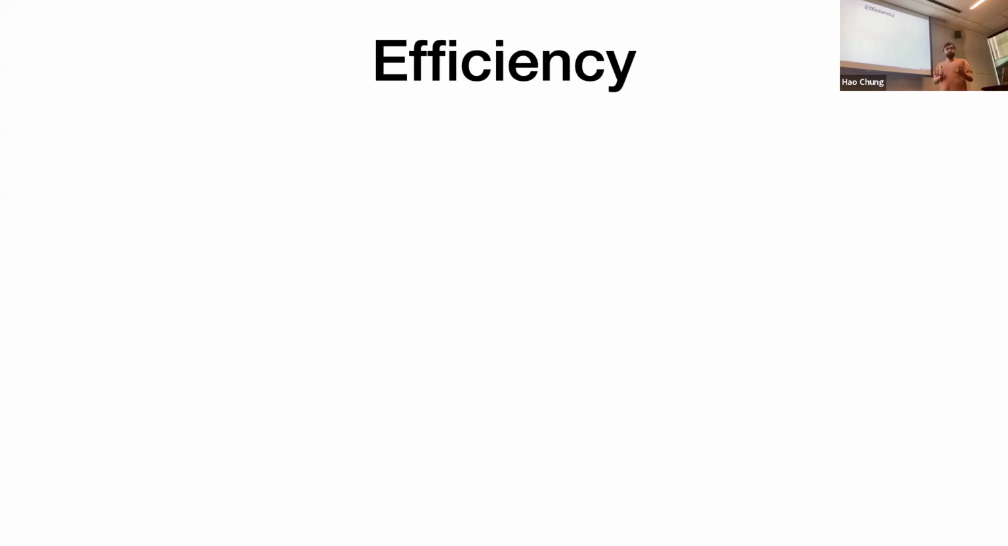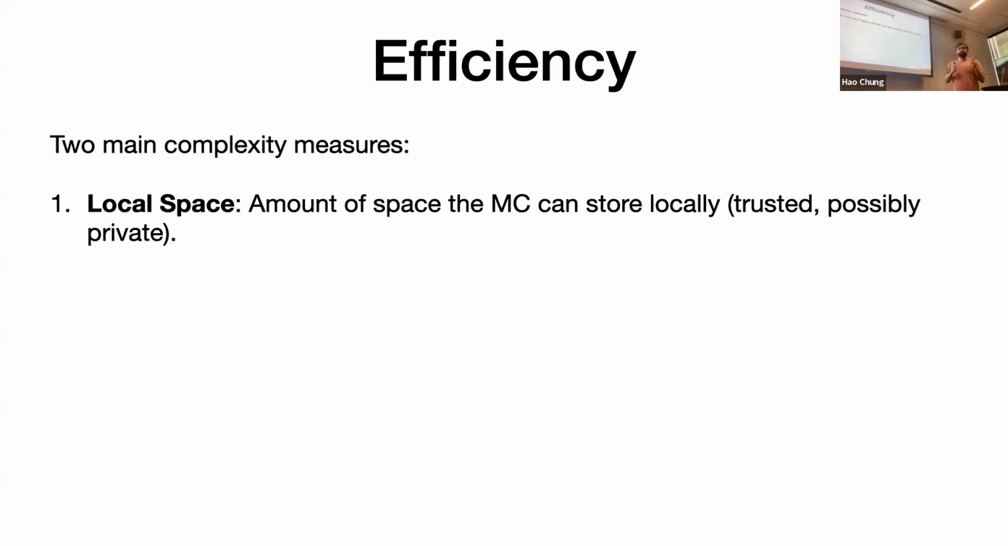Let me talk about what efficiency metrics we care about for memory checking. There are two main ones. One is local space, which is the amount of space the memory checker can store locally in a trusted way. So here we're assuming that the adversary cannot corrupt your trusted local space. And you can consider variants of memory checking where this is private or not private. They're both interesting questions. Everything I'll talk about in this talk will apply to both settings.